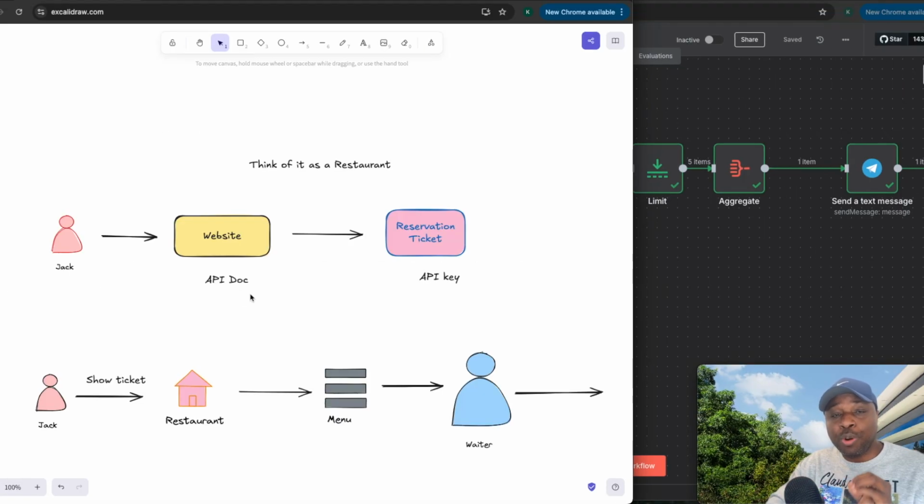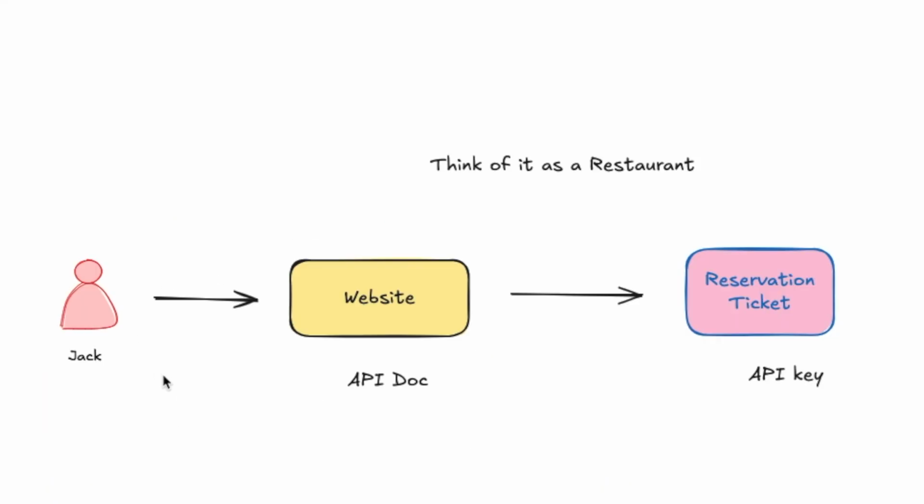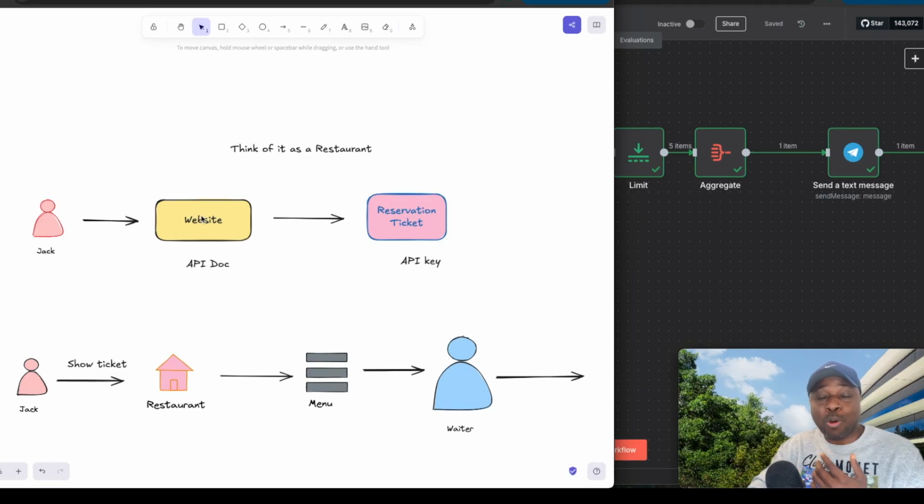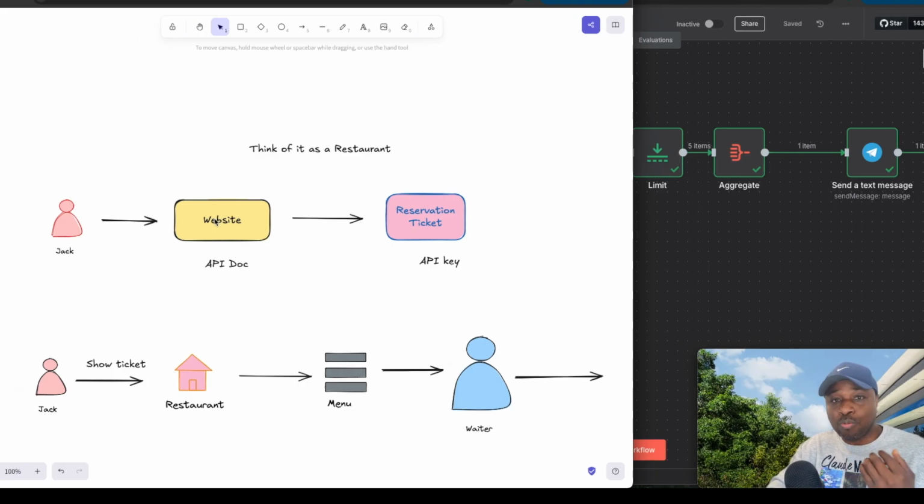In order for you to really understand it, it helps to think of it as a restaurant. So imagine Jack wants to go to a restaurant, right? The first thing he does is go to the website, and the website in this case is more like the API documentation. Jack goes to the restaurant's website and creates a reservation ticket. Now, this reservation ticket is more like your API key, right? The website has details like the address of the restaurant, what menu is available, how Jack is going to get to that place, or things related to that restaurant.